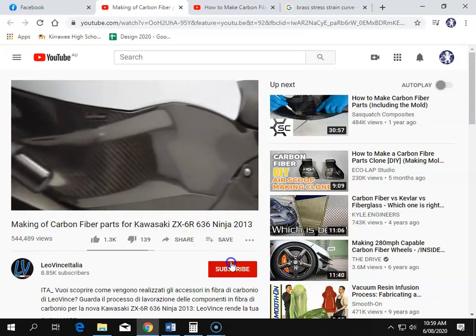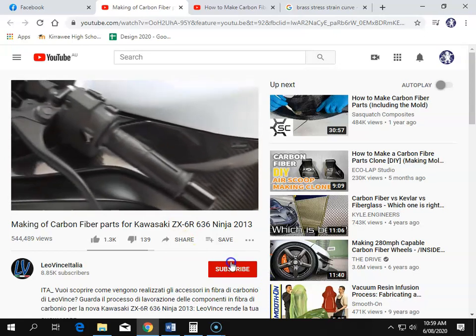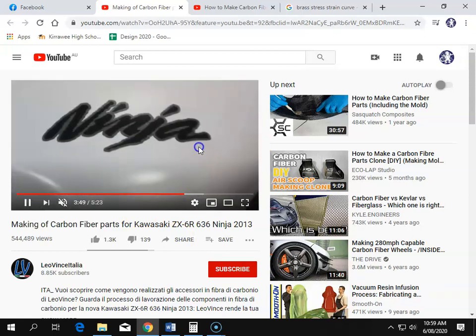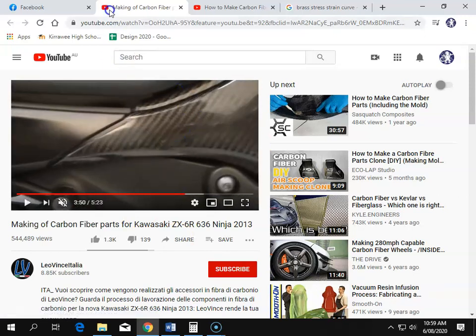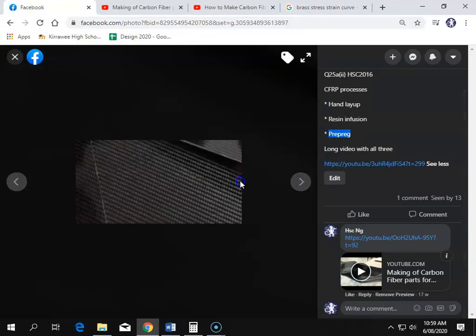Look at how shiny that comes up. So it is indeed a motorcycle part. Now, a Ninja, for a Kawasaki Ninja. Yeah, okay.